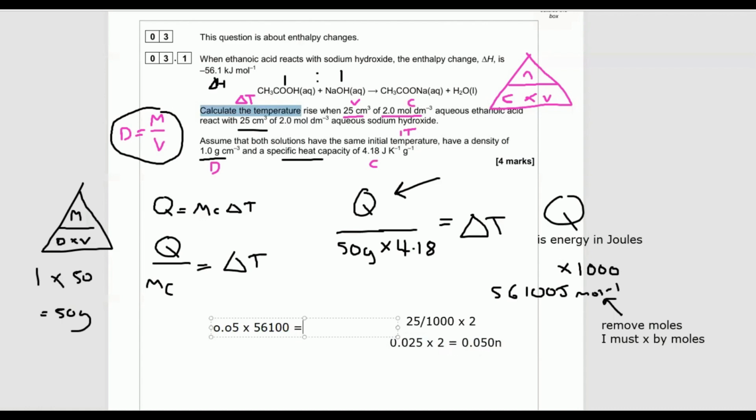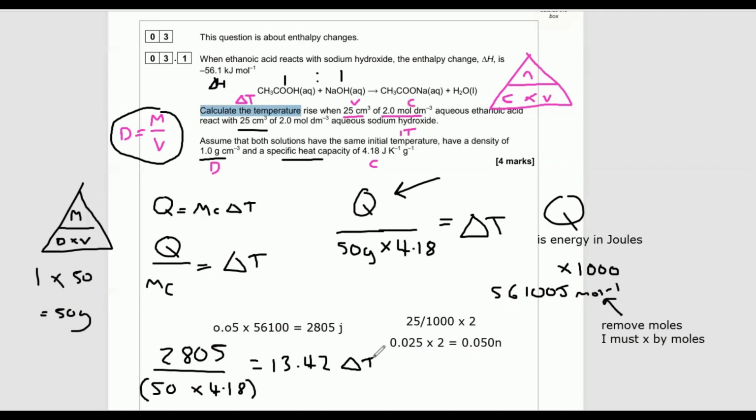So let's smash that in the calculator. And we're going to get 2,805 joules. Beautiful. Now that is my Q. So I now just need to whip out the final bit, and that is 2,805 over 50 times 4.184. Definitely make sure you bash in the brackets, because if you don't do brackets, sometimes your old scientific calculator will give you a dodgy answer, and that should come up with 13.42. That is my delta T, my temperature rise. Now that is going to get me 4 beautiful marks.